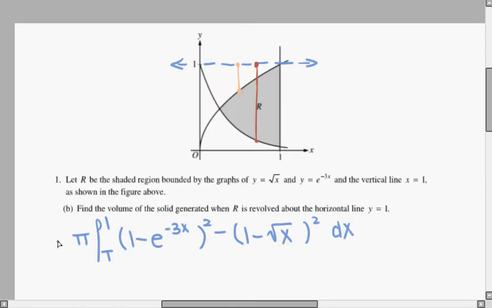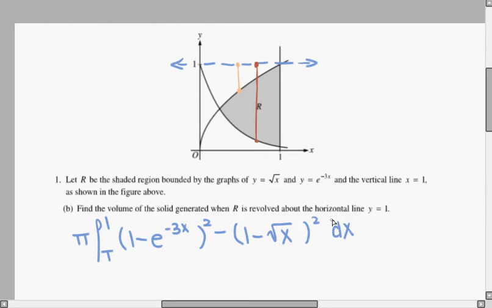Well, it's going to be pi integral from t to 1 of (1 minus e to the negative 3x) squared minus (1 minus root x) squared dx. So what is this 1 for? Well, this 1 is actually our horizontal line, y equals 1. Because if we only had, let's say, e to the negative 3x, that's not going to give us the places we want. We have to subtract it from 1, or we have to subtract 1 from it in order to get this line that we want.